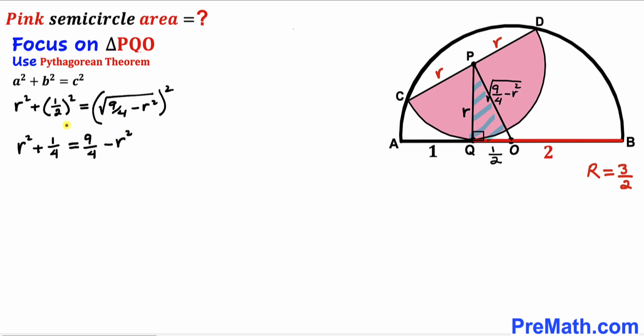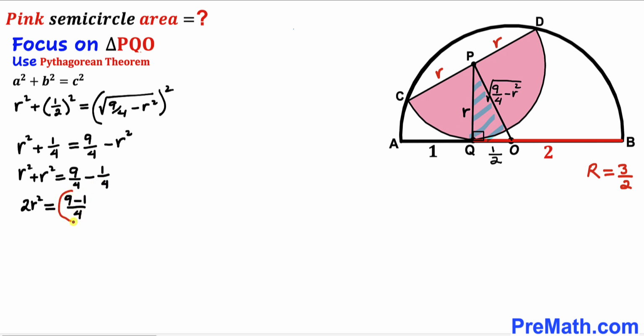So therefore we can write r square plus 1 divided by 4 equals to 9 divided by 4 minus r square. And in this next step, I'm going to move this 1/4 on the other side, and at the same time I'm going to move this r square in the opposite direction. So therefore we can write r square plus r square equals to 9 divided by 4 minus 1 divided by 4. On the left hand side we are going to have 2 times r square, and here we can write this thing 9 minus 1 divided by 4.